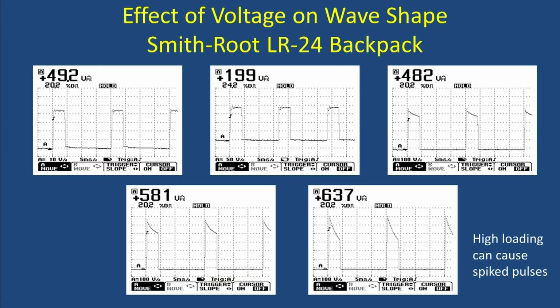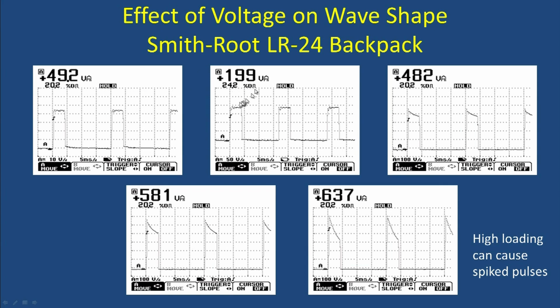This is the effect also, I want to throw this in, that when you load a machine up, and that is when it goes to higher conductivity, the waveform tends to get spiky. So we just call it a spiked pulse. This is an LR24 backpack unit, and here you see we're loading it with higher and higher voltages. Here's about 50 volts peak, here's 200 volts peak.